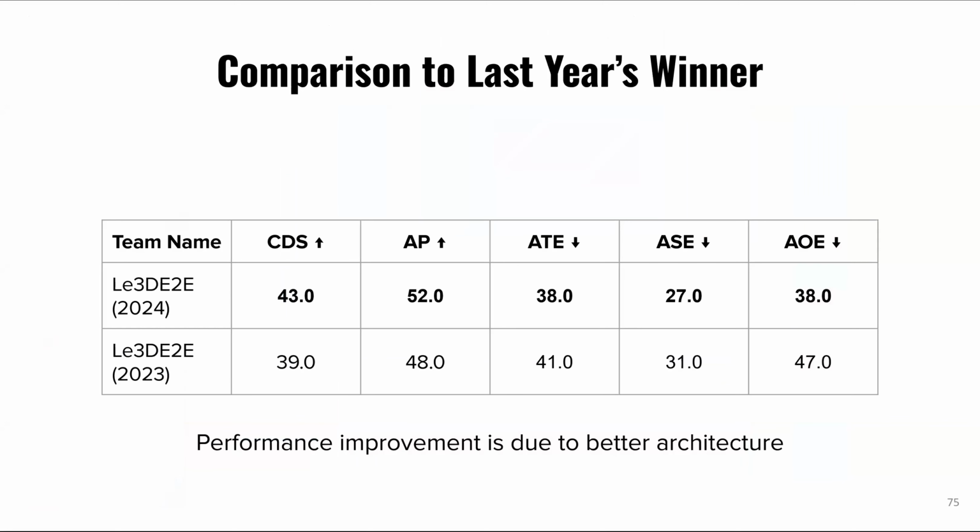Okay, so comparing to last year's winner, LE3D E2E won the competition both this year and last year. We can see they improve on CDS and mAP by 4% each, and they beat all the other true positive metrics. As I mentioned, the performance is largely due to this better architecture. Focal Former 3D is really what's allowing these performance improvements.